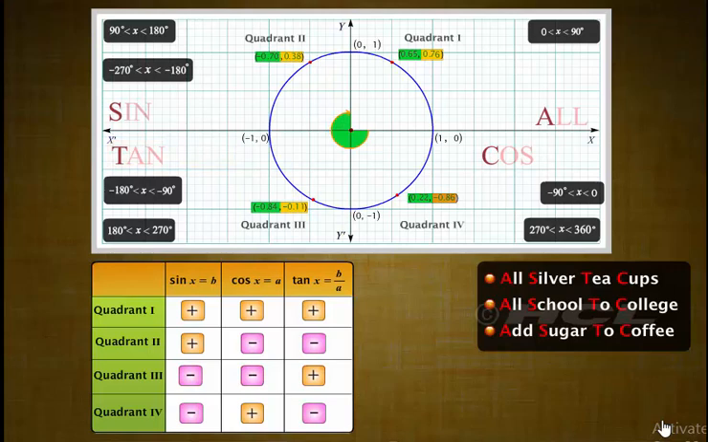Angles smaller than minus 180 degrees or minus pi radians and greater than minus 270 degrees or minus 3 pi over 2 radians belong to the second quadrant. So, for the range minus 270 to minus 180, only sine and cosecant are positive. Angles smaller than minus 270 degrees and greater than minus 360 degrees belong to the first quadrant. So, for the range minus 360 to minus 270, sine, cos and tan functions are positive.